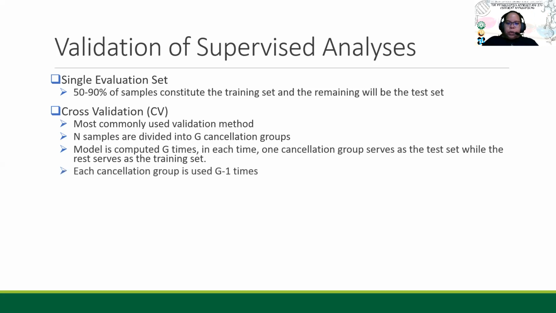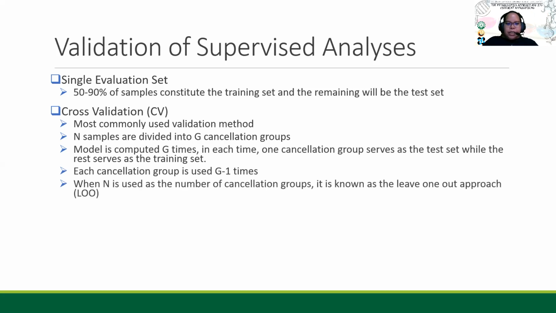So each cancellation group will be used g minus 1 times. And when n is used as the number of cancellation groups, it is known as the leave one out approach. So this is the most commonly used validation method.